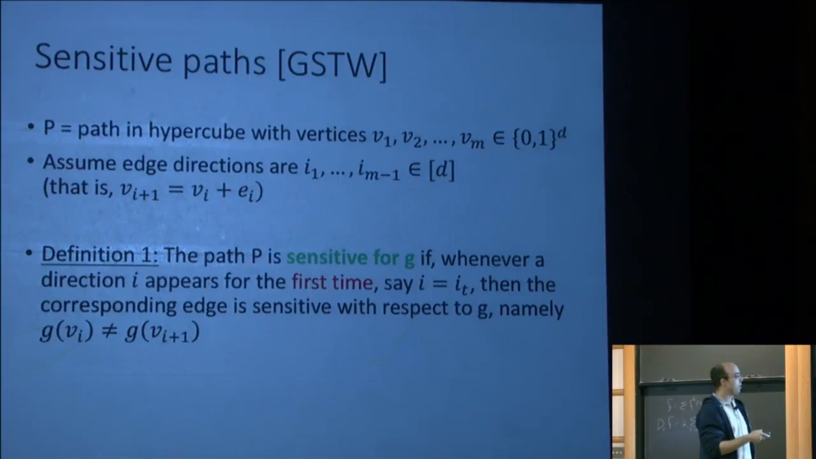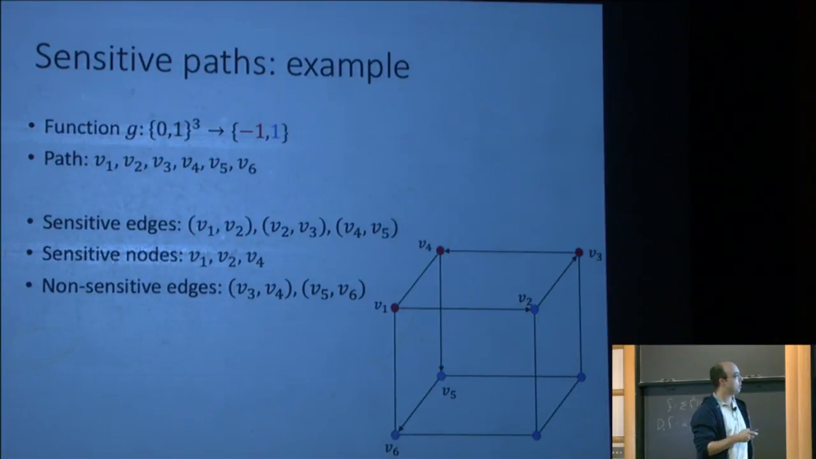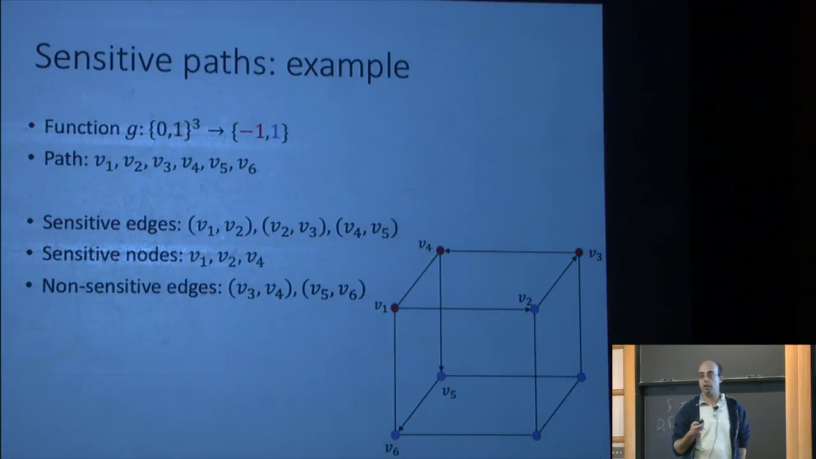In the first definition, we say this path is sensitive for g. I think you called it proper, but let me call it sensitive for this talk. A path is sensitive if whenever a direction I appears for the first time in this path, it must be a sensitive edge for the function g, meaning this edge must flip the value of g. This shows a picture of that, because it's a delicate notion. Here you have a function on 3 bits, and I define a path v1 to v2, to v3, to v4, to v5, to v6. I claim that this is a sensitive path. Well, let's see.